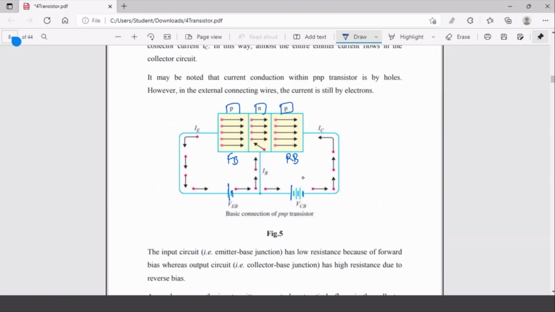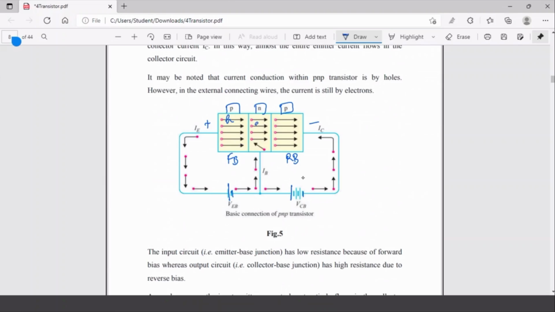Fine. Now what will happen? Forward bias means positive is connected here and negative is connected here. Positive connected here will repel the holes. These will be holes which are moving towards the base emitter junction.